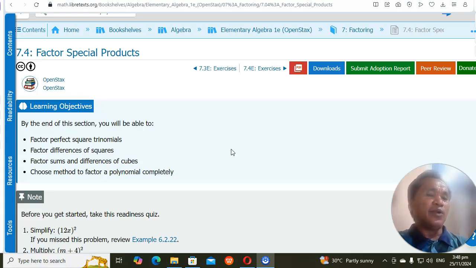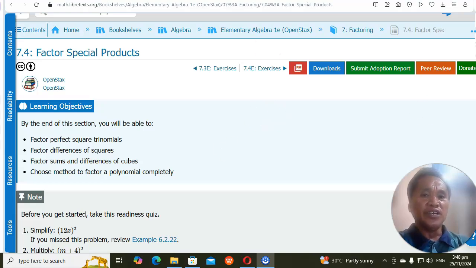And the last of our learning objectives is to choose a method to factor a polynomial completely. Okay? So you are going to choose a method, whether you are going to factor it by using the strategy in factoring a perfect square trinomial, or you apply the method in factoring a difference of two squares, and then you apply a method in factoring the sum and difference of two cubes.